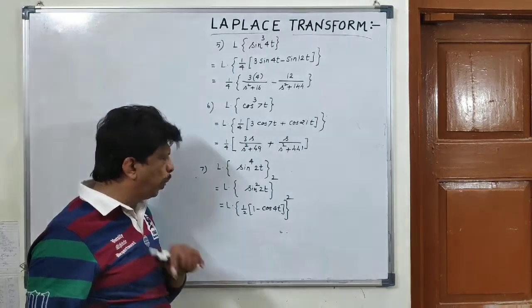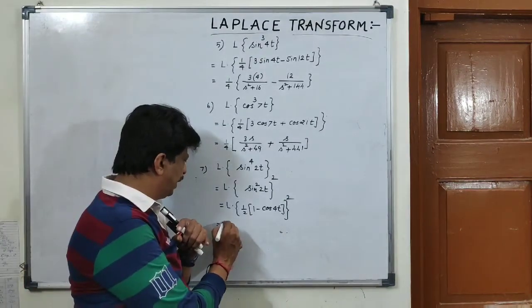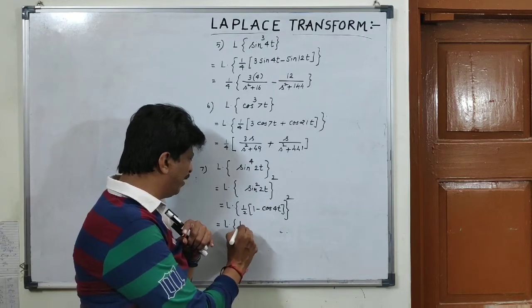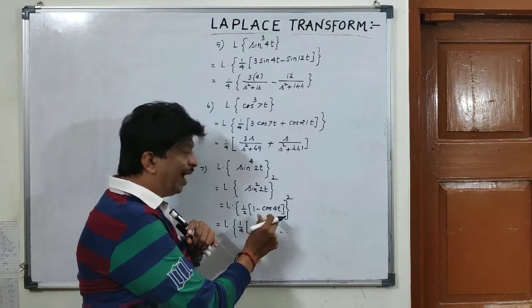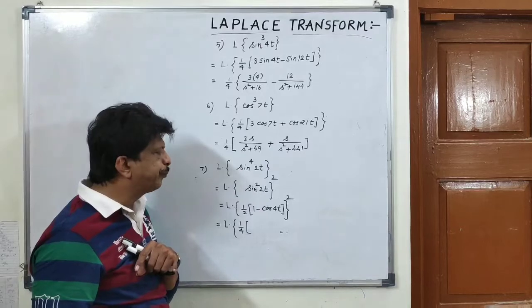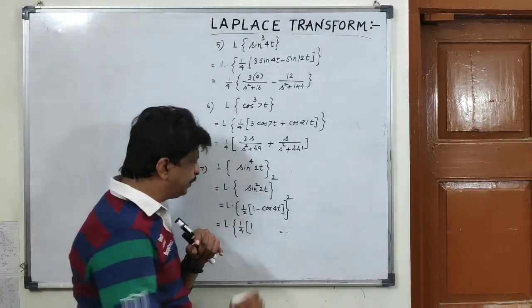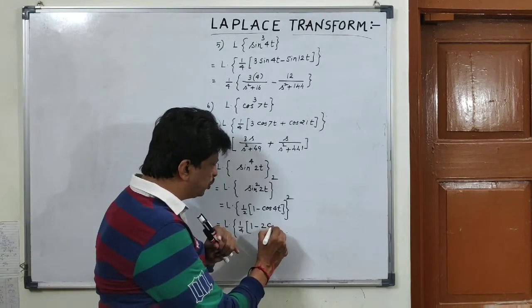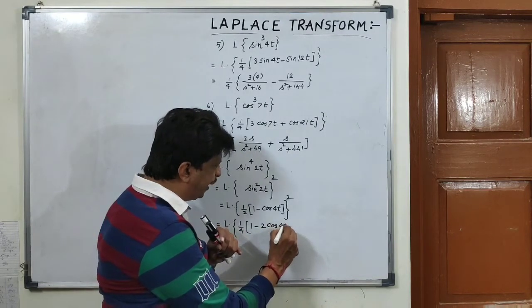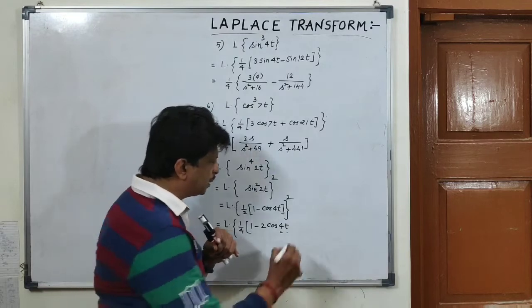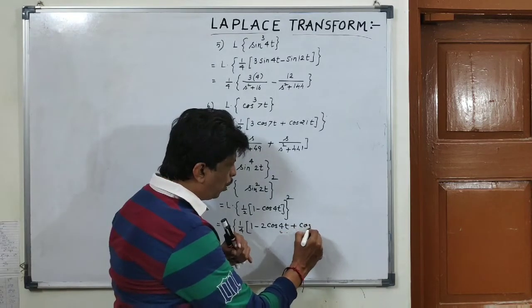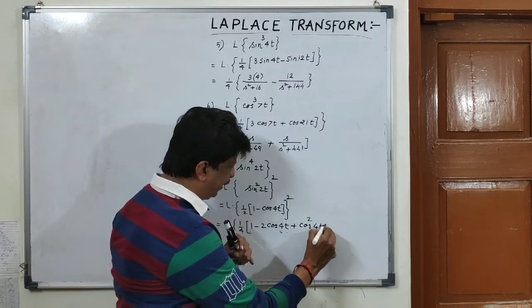That is further equal to Laplace transform of 1 by 4 times, now I am squaring this bracket. The square of this bracket is 1 minus 2 times cos of 4t plus cos square of 4t.